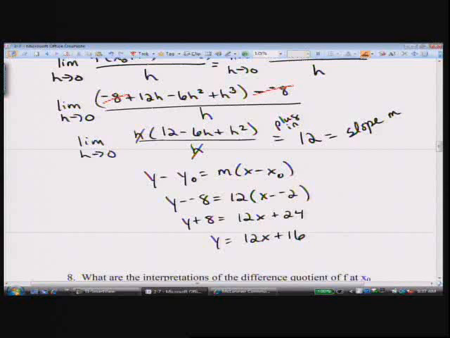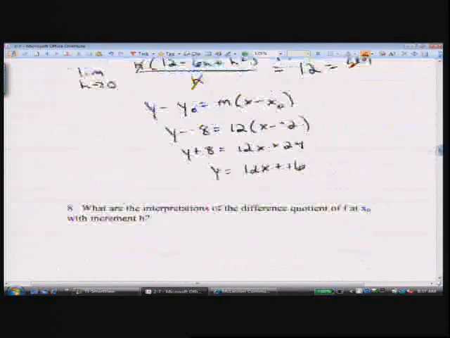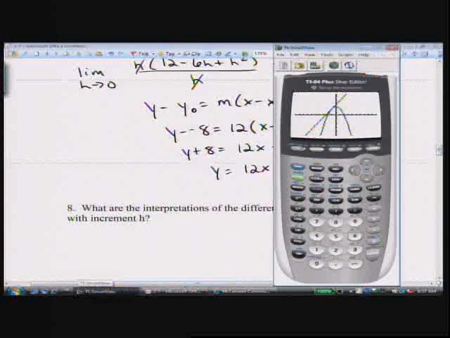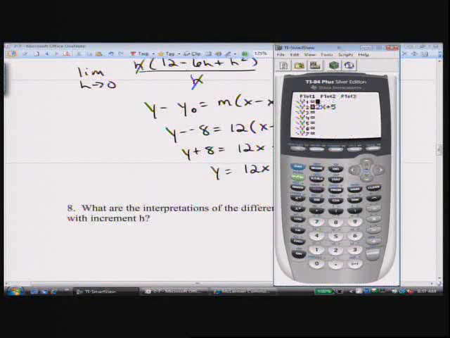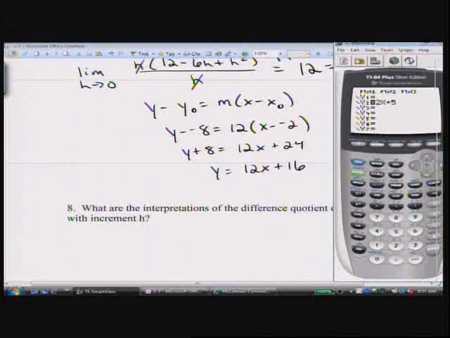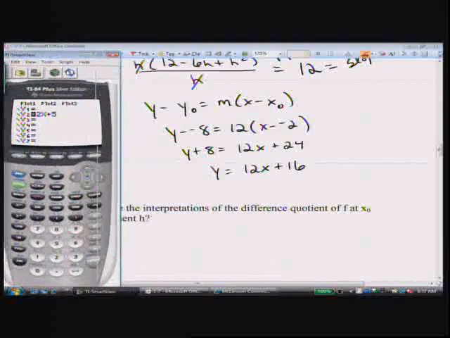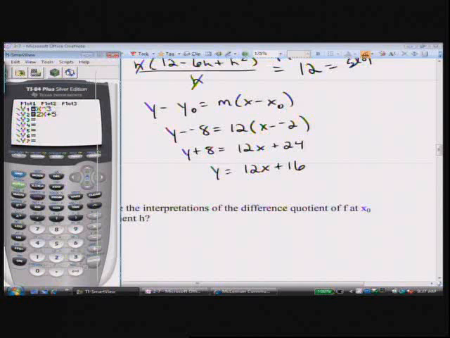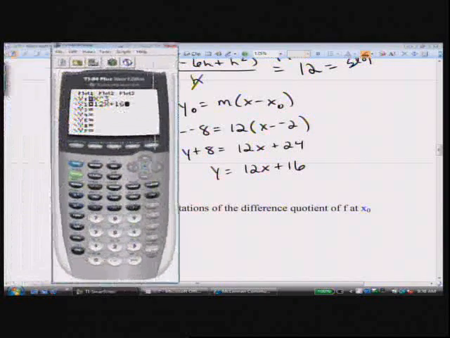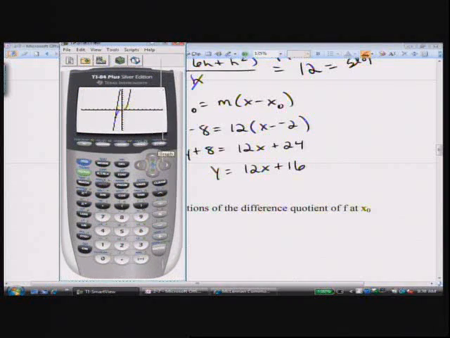plus 16. Okay? So if you were to graph this curve and the original function, which was x cubed, so if we were to graph y equals x cubed, and then the line 12x plus 16, the cubic function is pretty steep in general, and so that slope of 12 is a pretty steep slope. And if you graph that, you'll see that at that point, negative 2, negative 8, which is down here, you can see it.